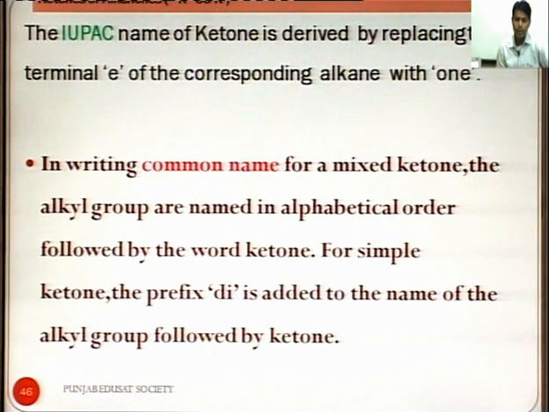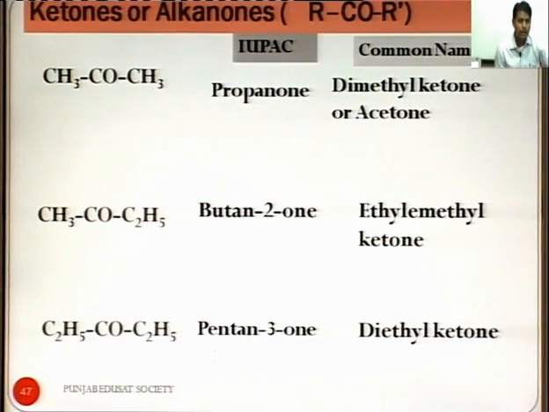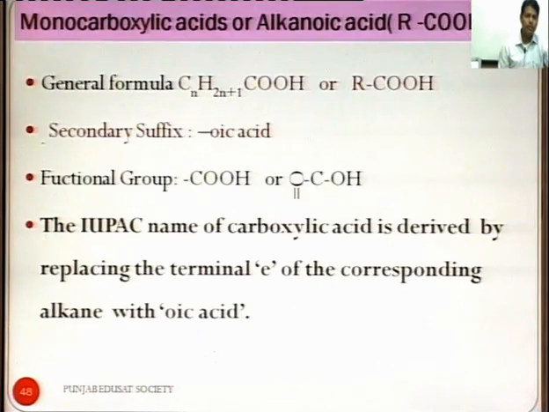In writing the common name for a mixed ketone, the alkyl groups are named in alphabetical order followed by the word ketone. For a simple ketone, the prefix di is added to the name of the alkyl group followed by ketone, just like ether. The IUPAC name of the first member is propanone and the common name is acetone or dimethyl ketone. The next member is butanone, in which the carbonyl group is attached on one side with methyl and on the other side with an ethyl group. The common name is ethyl methyl ketone. Next is diethyl ketone, pentan-3-one.